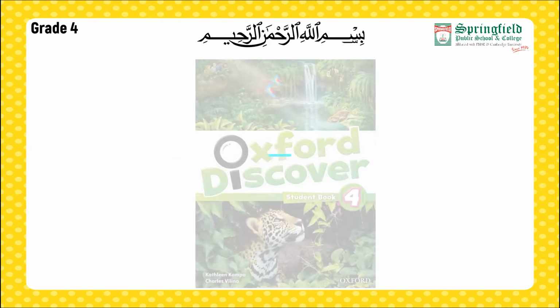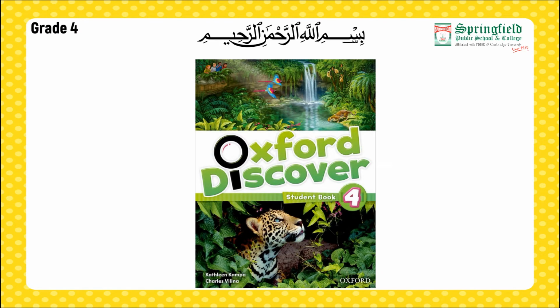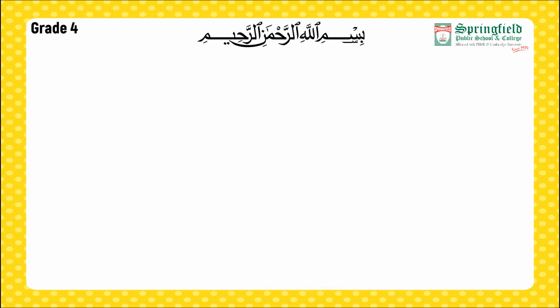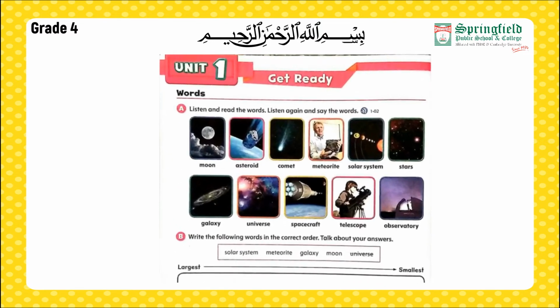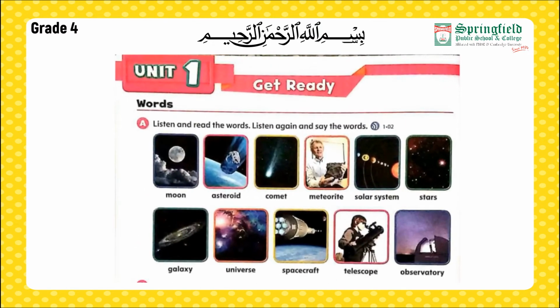So students, now moving towards our Oxford Discover student book, Unit 1, page number 8. We have got our Get Ready. Words, Part A. Students, here we have got words. What you have to do is to listen to me very carefully and repeat each word after me. Listen and read the words. Listen again and say the words.